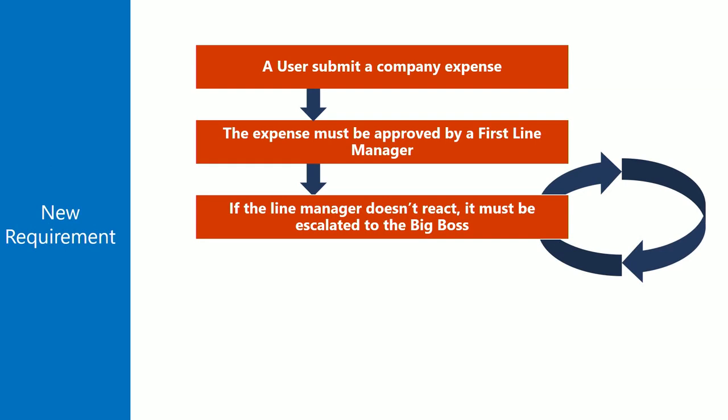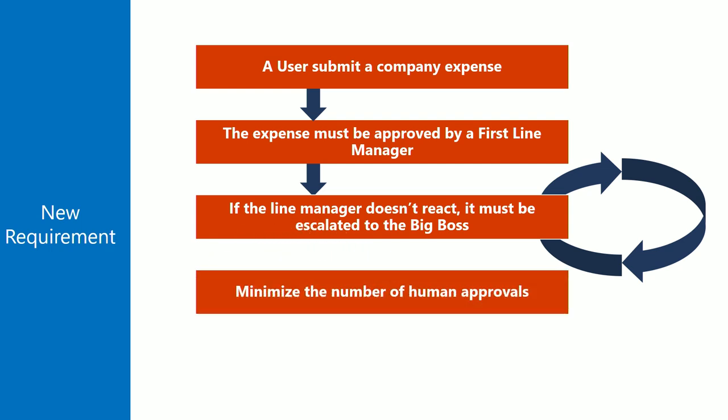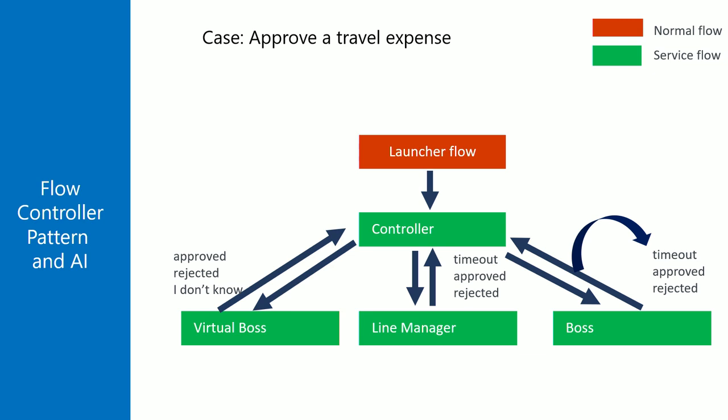So let's get back to the business scenario. After 1 year, my customer came back to me and said, we have a new requirement. Because your flow creates too many approvals. People are bored from these approvals in their mailbox. So you need to minimize them. Fine. So I found a way to do that because in my controller pattern, what I did is I added a new branch here that I've called the virtual boss.